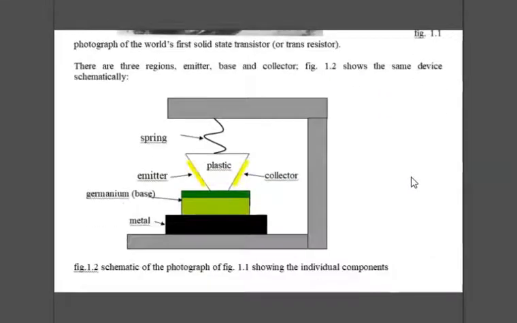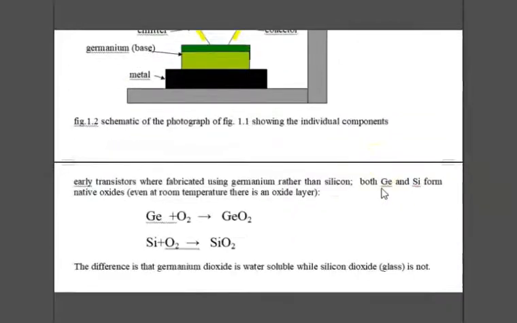And this is the same device in sort of a schematic, and here you see again the emitter, the input, the collector, the output, and the germanium base, which controls the whole deal. This is the significant part right here.